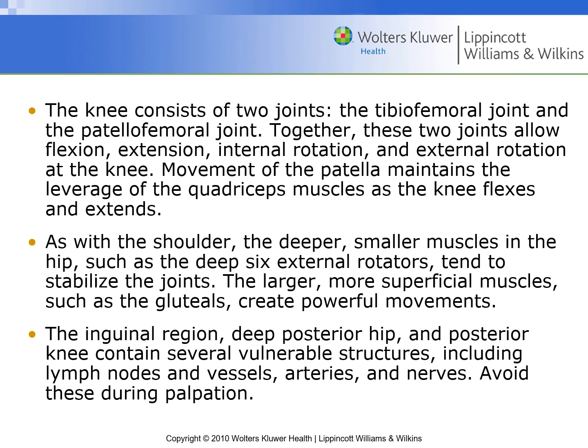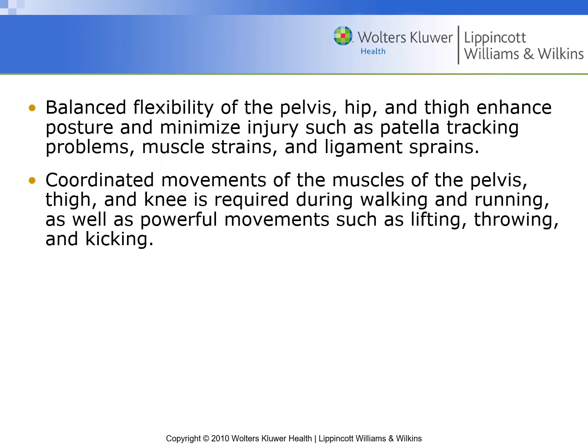The inguinal region, deep posterior hip, and posterior knee contain several vulnerable structures, including lymph nodes and vessels, arteries, and nerves. Avoid these during palpation. Balanced flexibility of the pelvis, hip, and thigh enhances posture and minimizes injury such as patella tracking problems, muscle strains, and ligament sprains. Coordinated movements of the muscles of the pelvis, thigh, and knee are required during walking and running, as well as powerful movements such as lifting, throwing, and kicking.